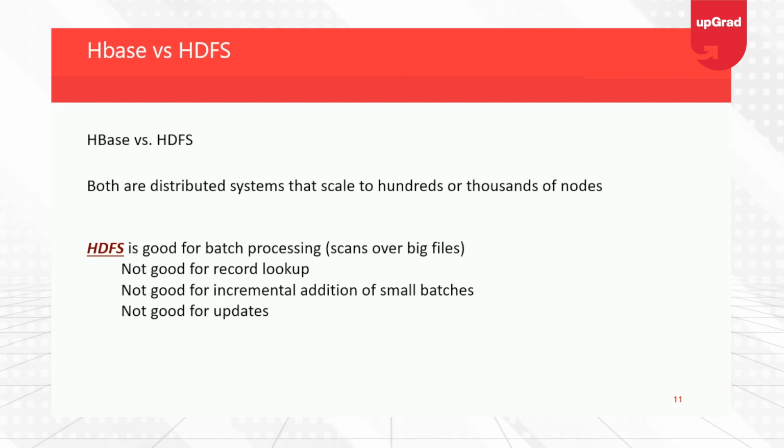The reason behind HDFS's non-performance is that it does not provide fast individual record lookups. If we talk about HBase, on the other hand, it is built on top of HDFS, and it provides fast record lookups for larger tables.